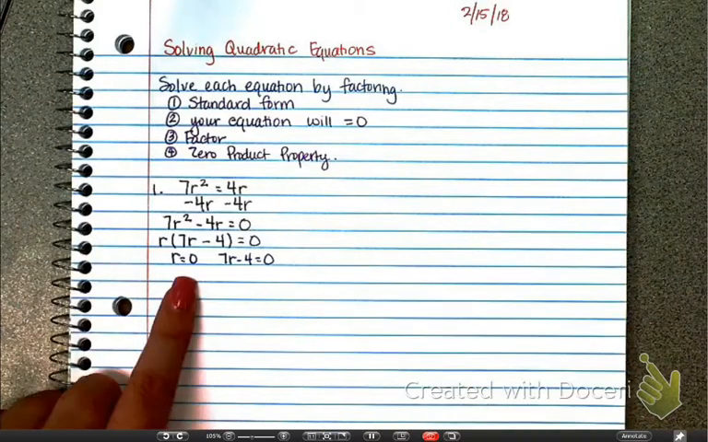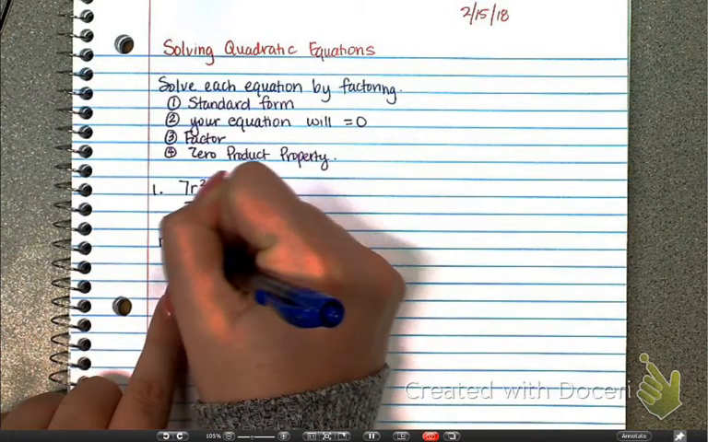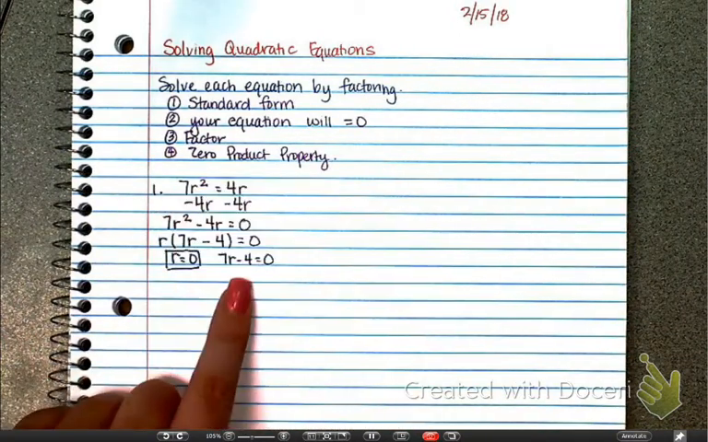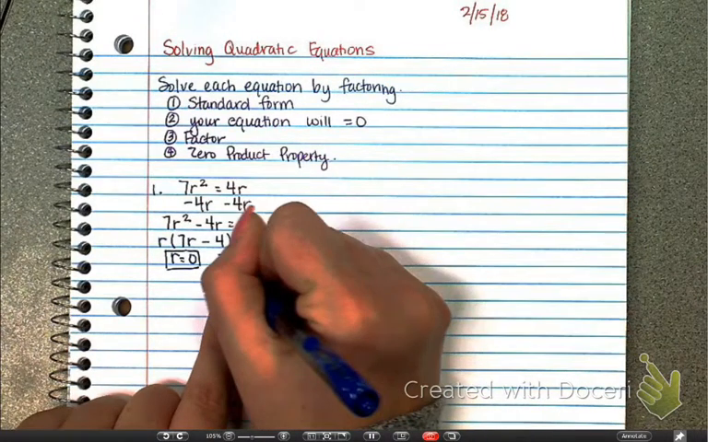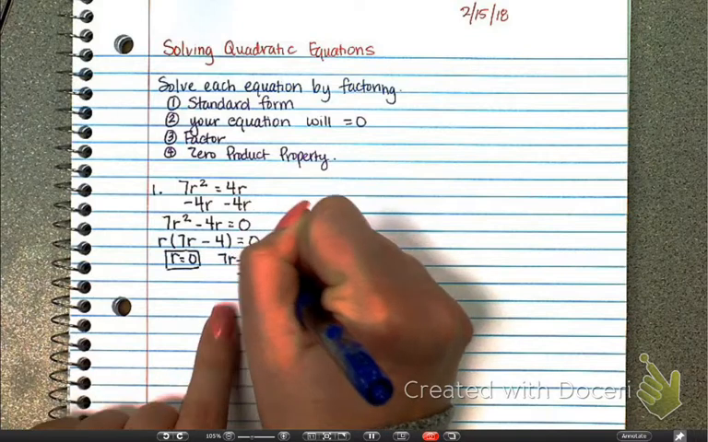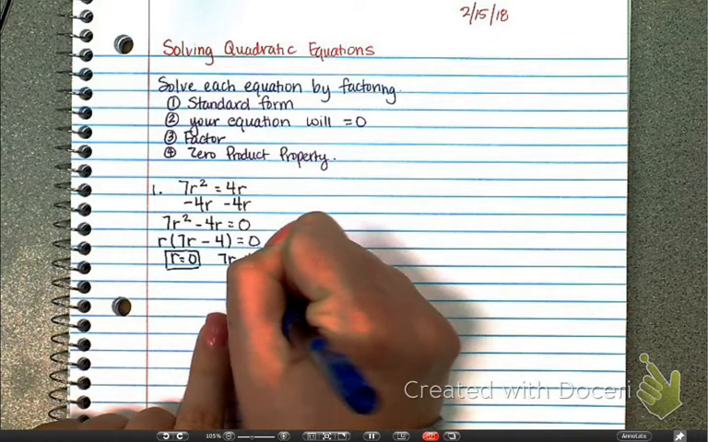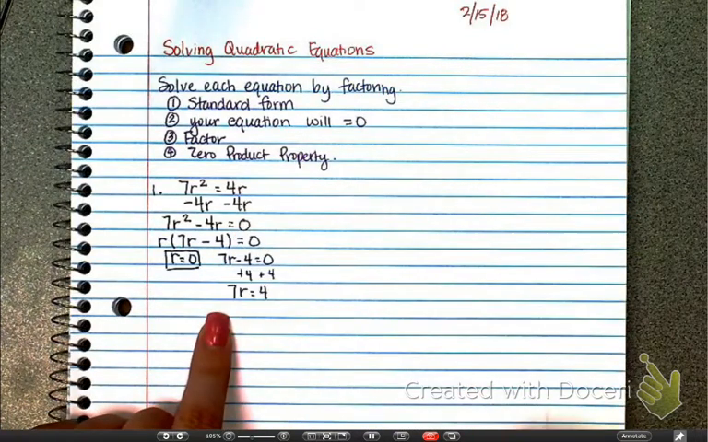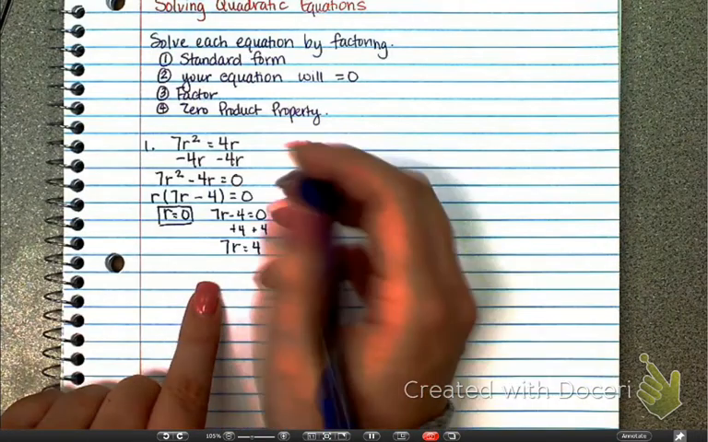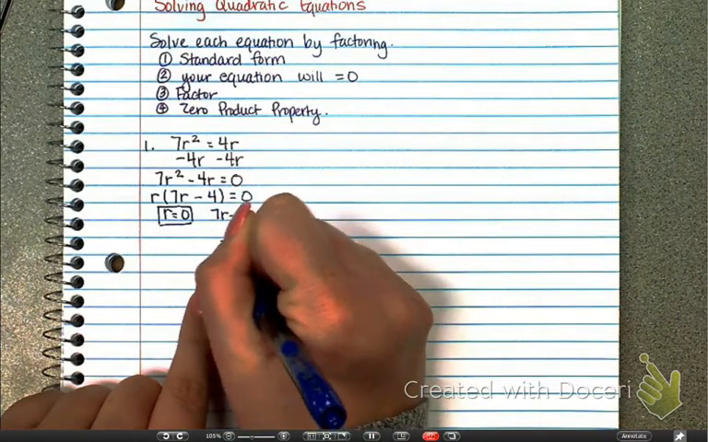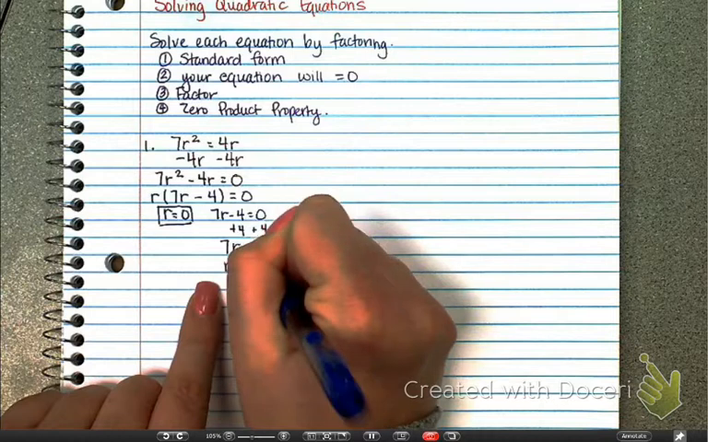Okay, well r equals 0. I don't have to do anything there. It's already solved for. But what do I do here? How do I solve for r? Okay, so let's start by adding 4. So 7r equals 4. Then what? Divide by 7. When you divide by 7, you get r equals 4 sevenths.